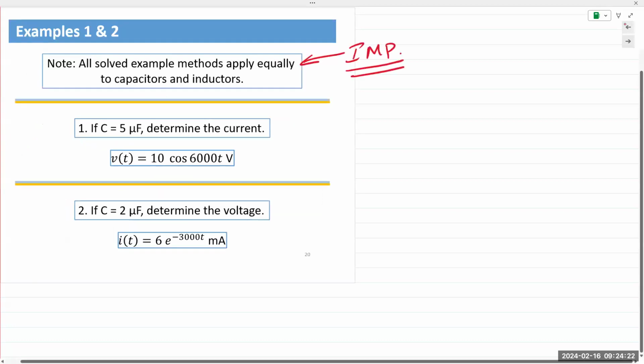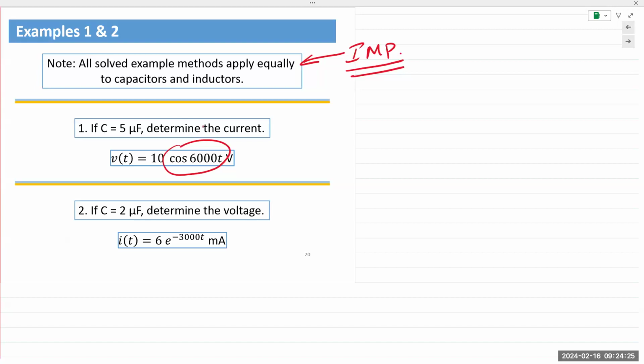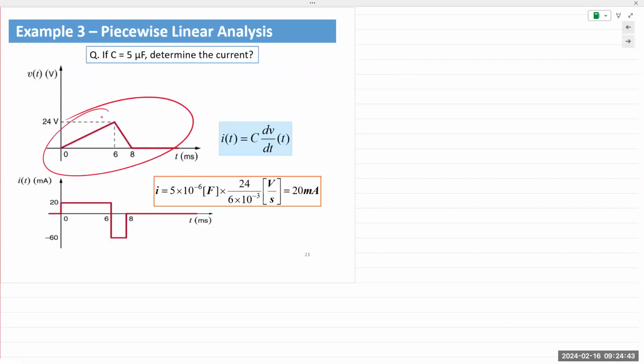In examples 1 and 2, we are simply given a mathematical function, cosine. Here also, natural log, exponent function. So we can simply apply mathematical techniques, calculate, and find out the voltage and the current. Here, however, we don't have any choice. There's no standard description. So what we're going to do is break up into smaller pieces, and each piece will have a linear relationship with respect to time.